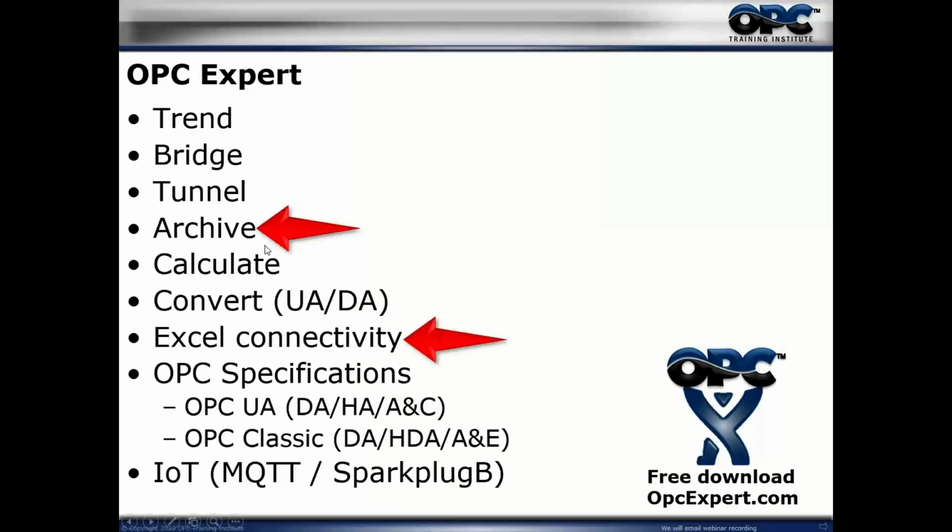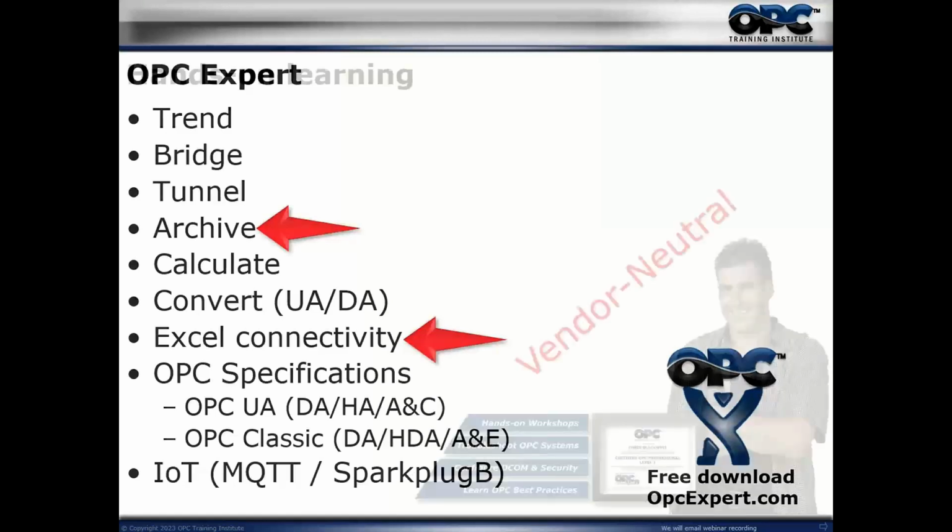In this particular webinar, I showed you how to archive. We did the archiving and I showed the Excel connectivity. Again, in the next webinar, we'll do a deep dive into this archive and I'll show you how that's done with SQL and Azure and so on. But you'll be able to do all of this with Excel with OPC Expert. And again, I want to point out that you can download it for free and give it a try.